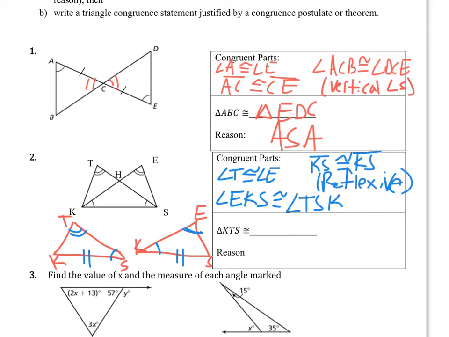And now, looking at what's marked, we have two angles and a side that's not between them. Two angles, congruent, and a side that's not between them. So that reason is angle, angle, side. And so KTS here, unmarked, double marked, single mark, is congruent to SEK. So triangle SEK. Get those guys in the right order.